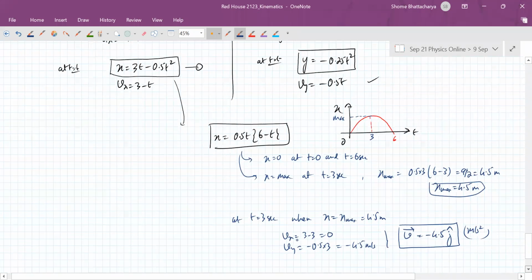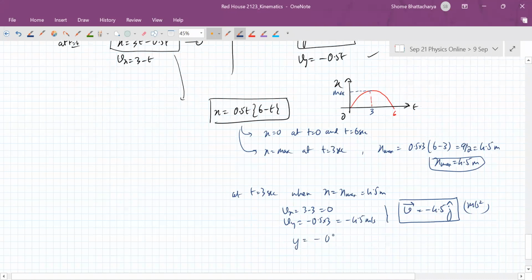And the y coordinate is minus 0.25 into t square. So that is, so the position is, so this is the complete solution to this.